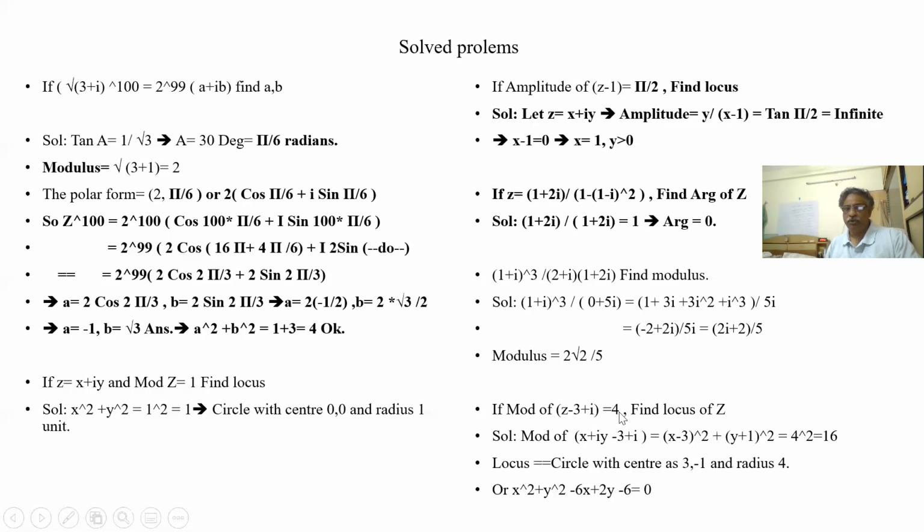Similarly, modulus of this is 4, we have to find the locus. So this is z minus, let z be x plus iy. So x minus 3 plus i into y plus 1. So what is the modulus of this? It is a square plus b square is equal to 4 square. Square plus b square, under root, is the modulus. Now we have removed the root, so I got 4 square. This is a circle with center 3, minus 1, that is 3 and minus 1 is the center, and its radius is 4. This is the locus of this condition of the complex number.